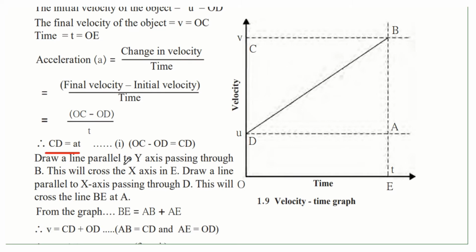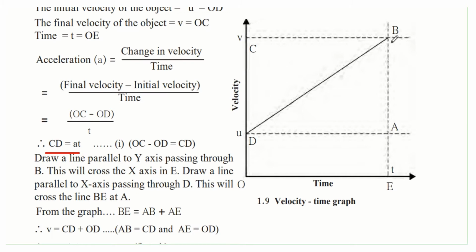Draw a line parallel to the y-axis passing through B. When you draw a line parallel to the y-axis passing through B, you would get this line. This line crosses the x-axis at point E. And when you draw a line parallel to the x-axis passing through D, you would get this line, and this line intersects with line BE at point A.